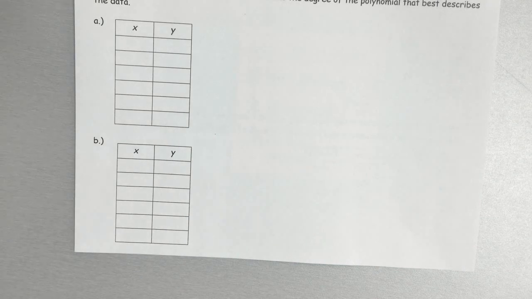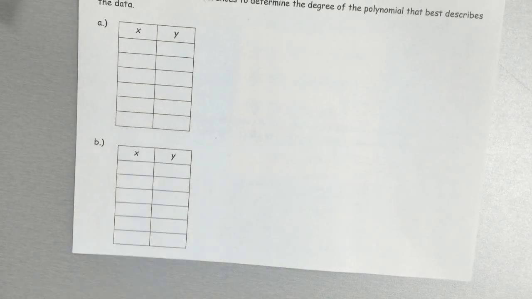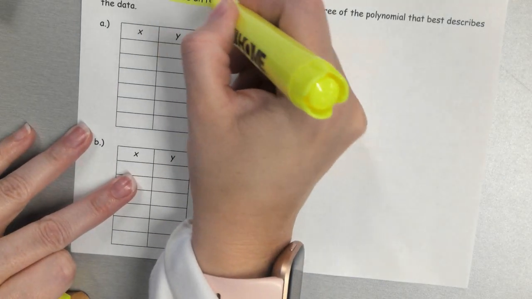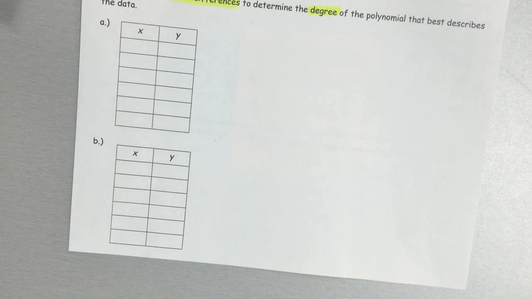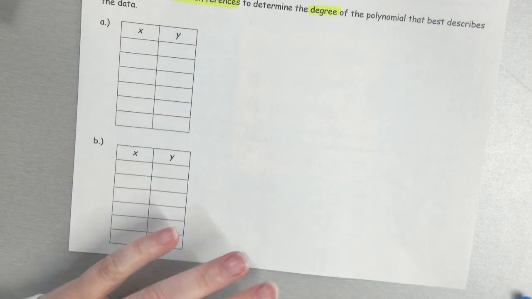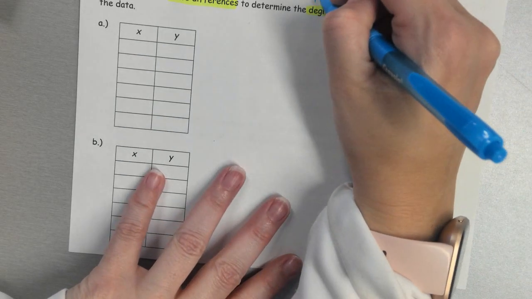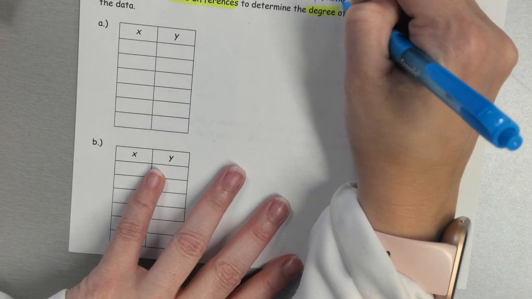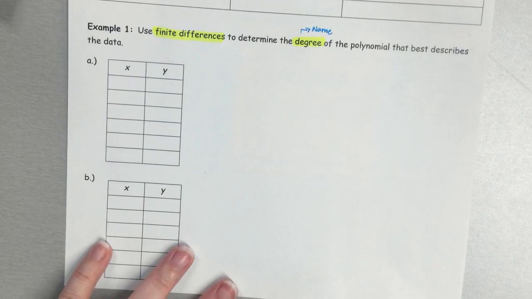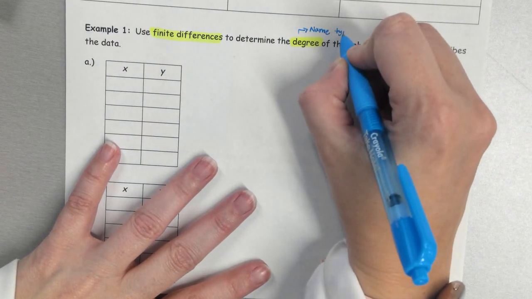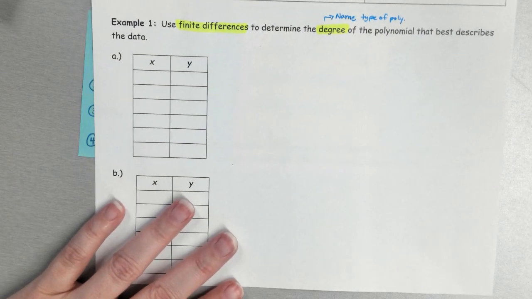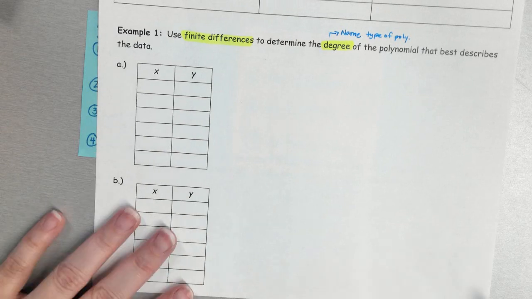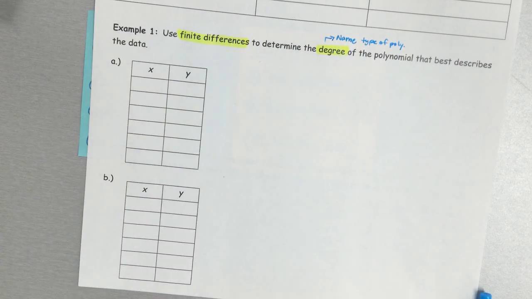Alright, so example 1, use finite differences to determine the degree of the polynomial that best describes the data. Okay, so the degree, that means you're just going to name it. So name the type of polynomial. That's why we went over that chart, because we're going to actually name the polynomial. Alright, so you'll be given a table of data. In the past, we've done it where it is horizontal.